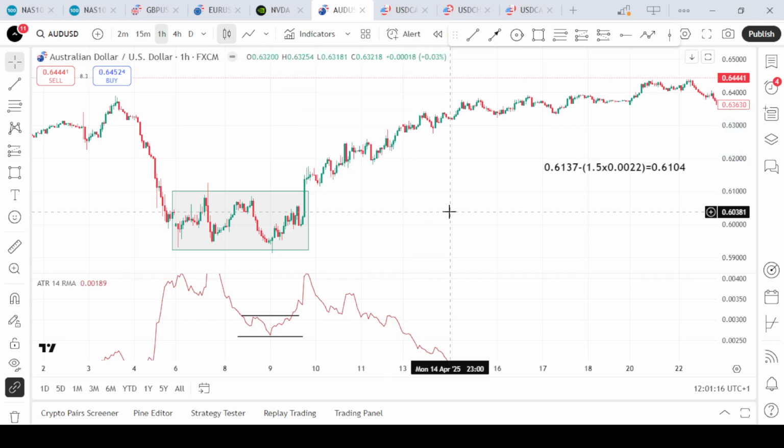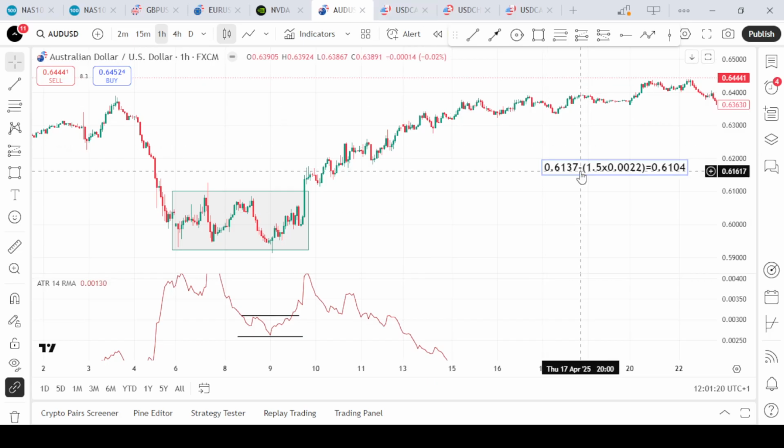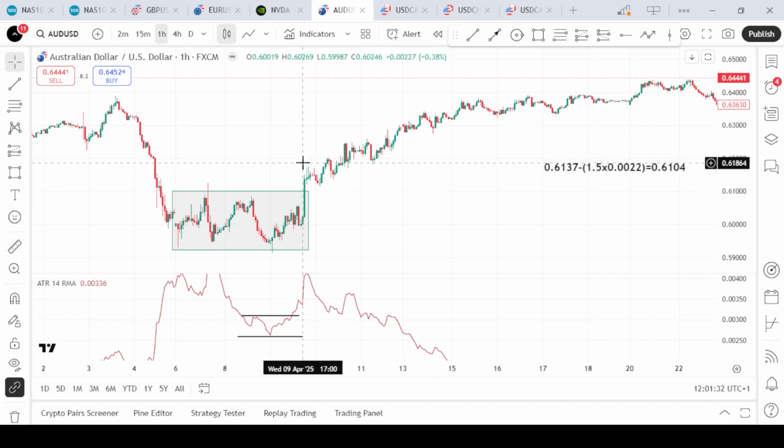While in a short position, all you need to do is add. Instead of subtraction, all you need to do is to add. At this area, your entry point plus your ATR value times 1.5. Whatever it gives you, you add it and you set your stop loss.